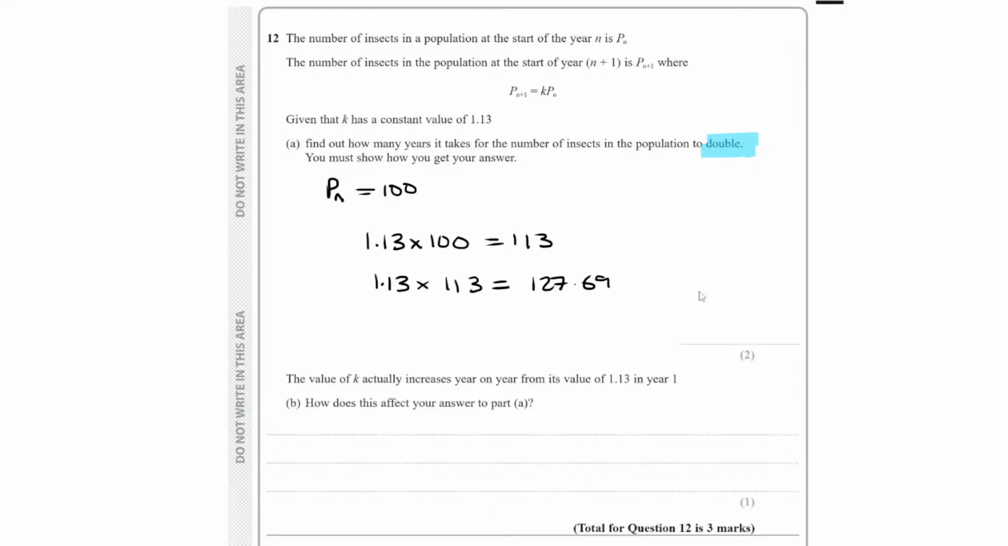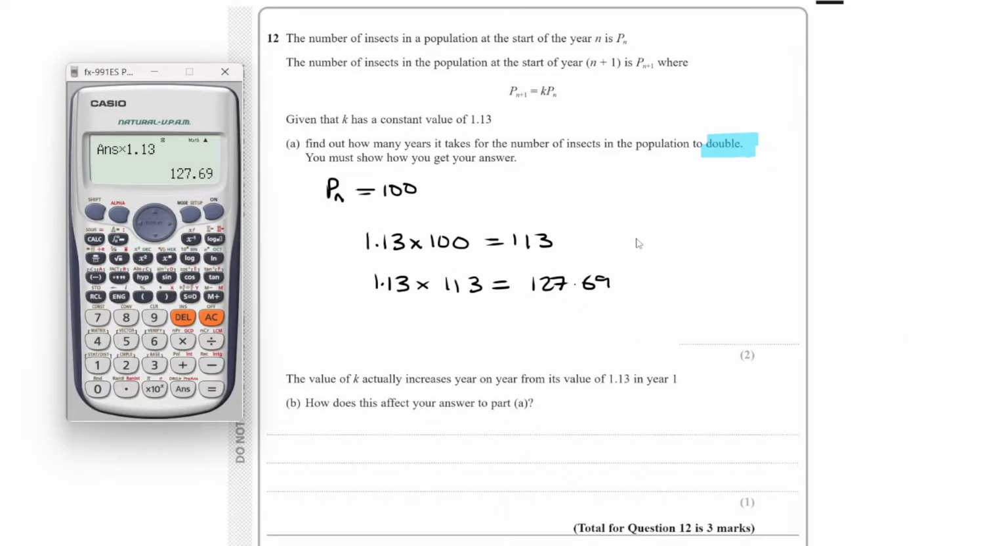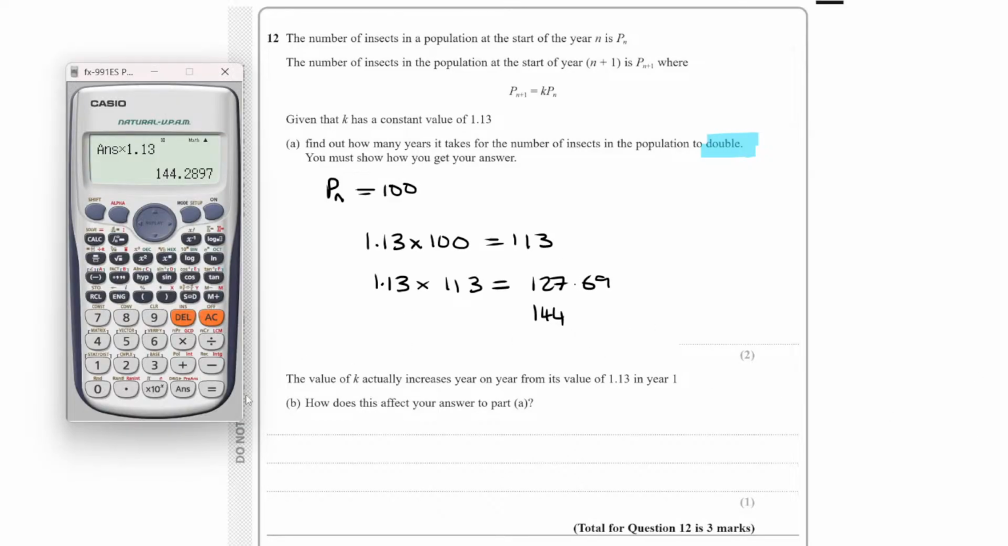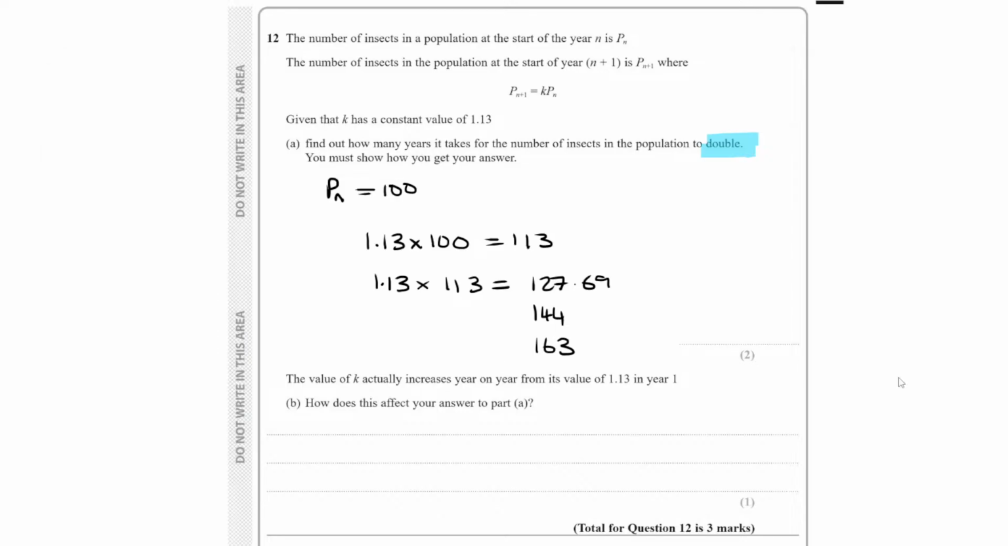You could obviously write down all of them if you just wanted to make sure you didn't lose count, because there's also that, isn't there? You might end up losing count of how many times you pressed it. I think when I did it, I just wrote down these answers. Maybe write down the actual calculation first, and then just write the answers from here. So 144. And then I'm just going to write it so I don't forget how many times I've pressed the equals button. 163, we're still not quite there. You see what I mean?